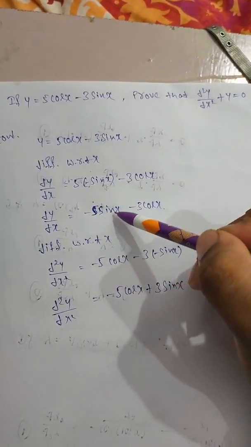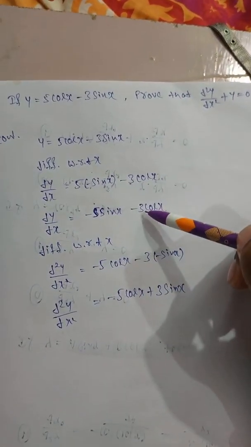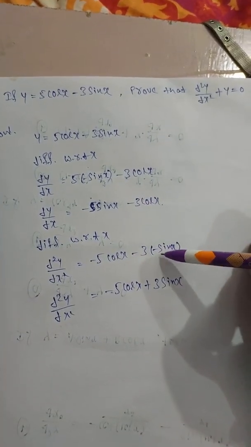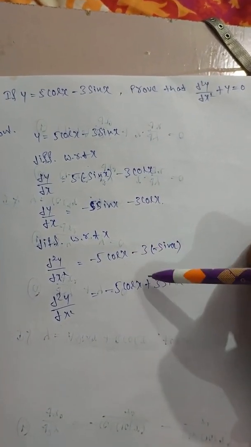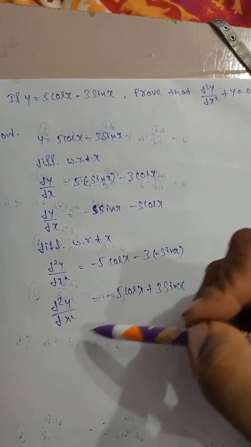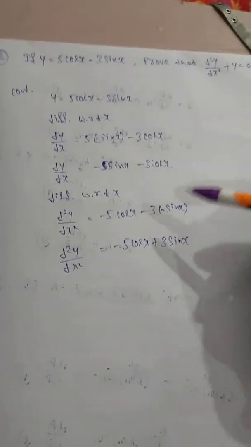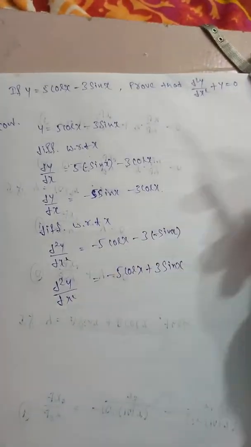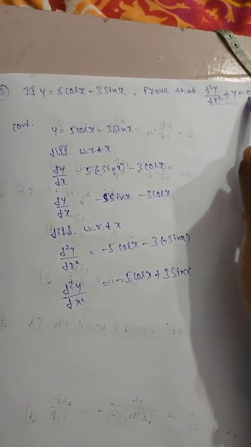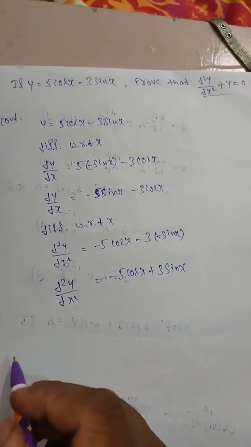Minus 5 is a constant. The differentiation of sin x is cos x. Minus 3 is a constant. The differentiation of cos x is minus sin x. This minus will become plus. So d square y by dx square is minus 5 cos x plus 3 sin x. Now let me take the left hand side of that equation and we will prove the right hand side.